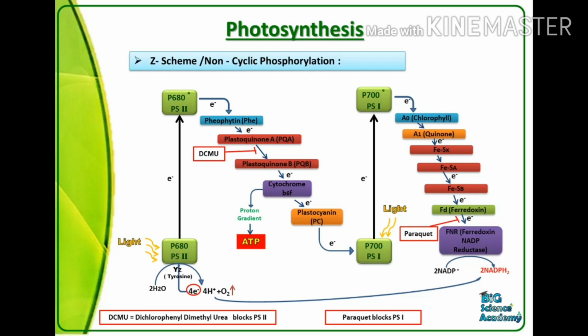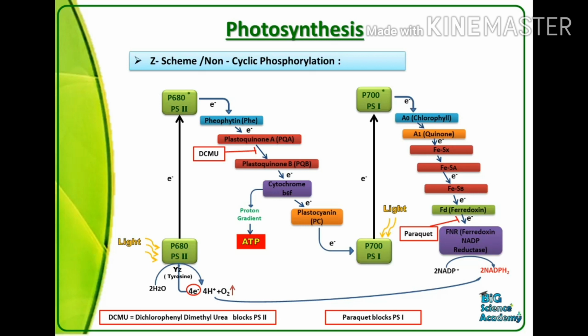Here in photosystem 2 we can see that the light is falling, and in presence of light the photosystem 2 splits the water molecule into electron, proton and oxygen molecule, which is known as photolysis of water.